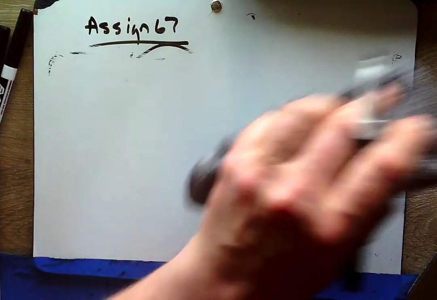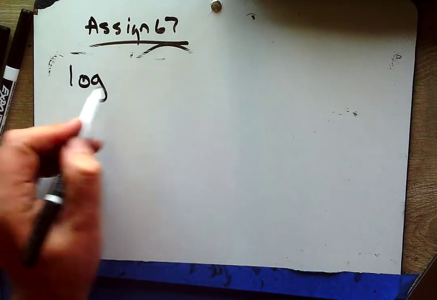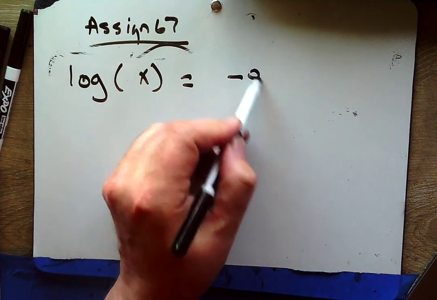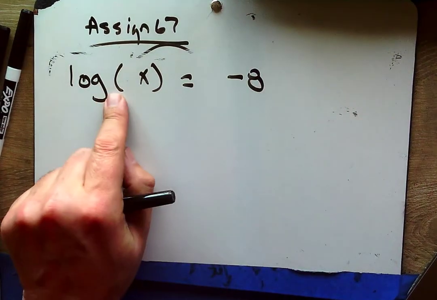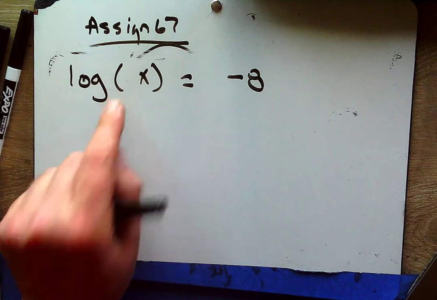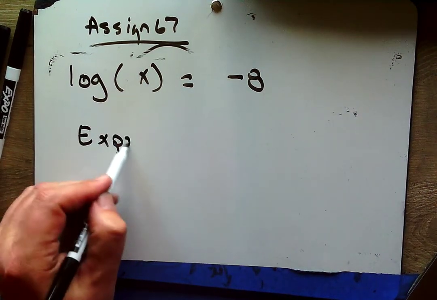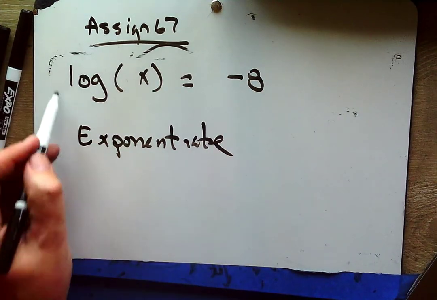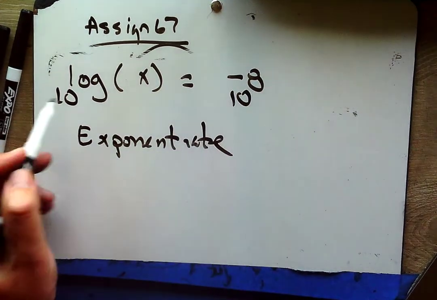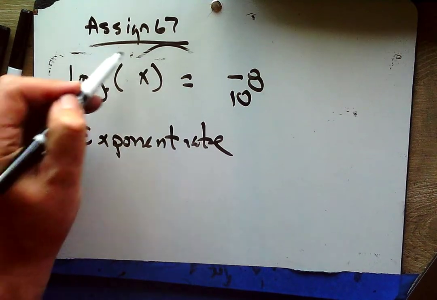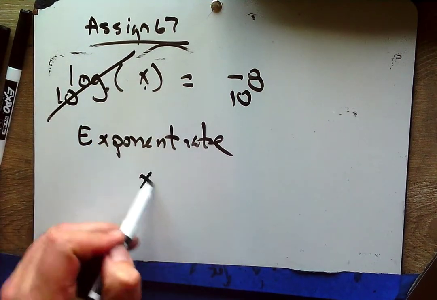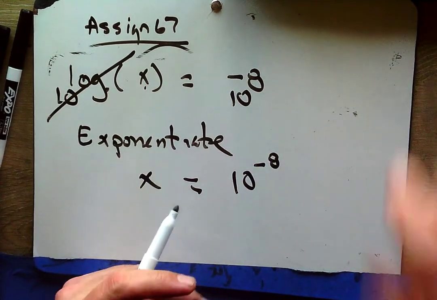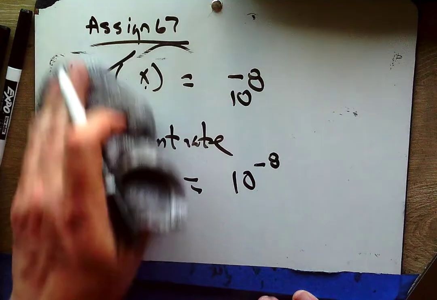You could also solve this equation. Log of x equals -8. I can solve this equation because I know that this is log base 10, and so I can exponentiate both sides of the equation with 10. 10 to the power of log base 10 cancels, and I'm left with x equals, ta-da, 10 to the -8th. No scorpion tail needed when you exponentiate.